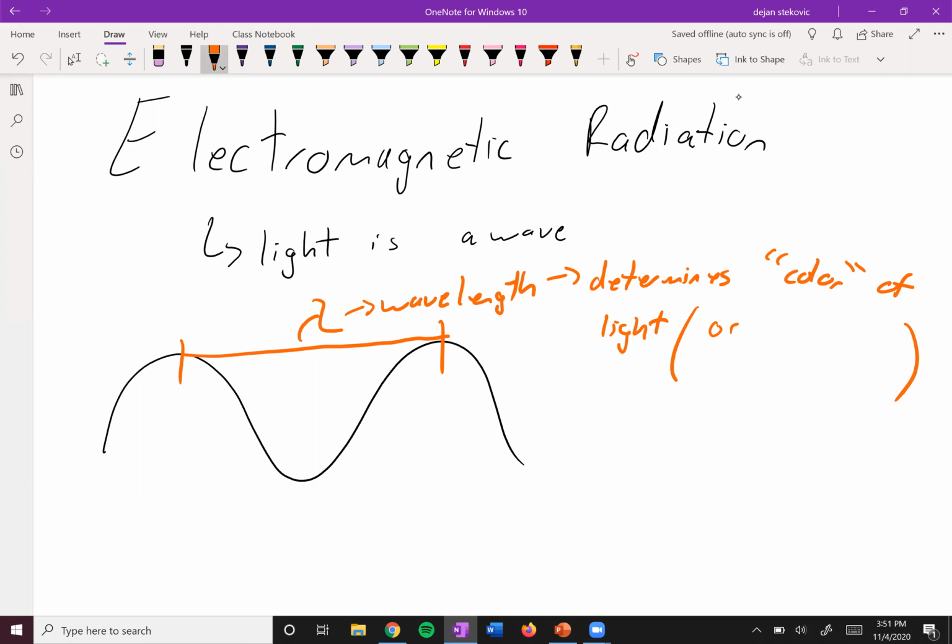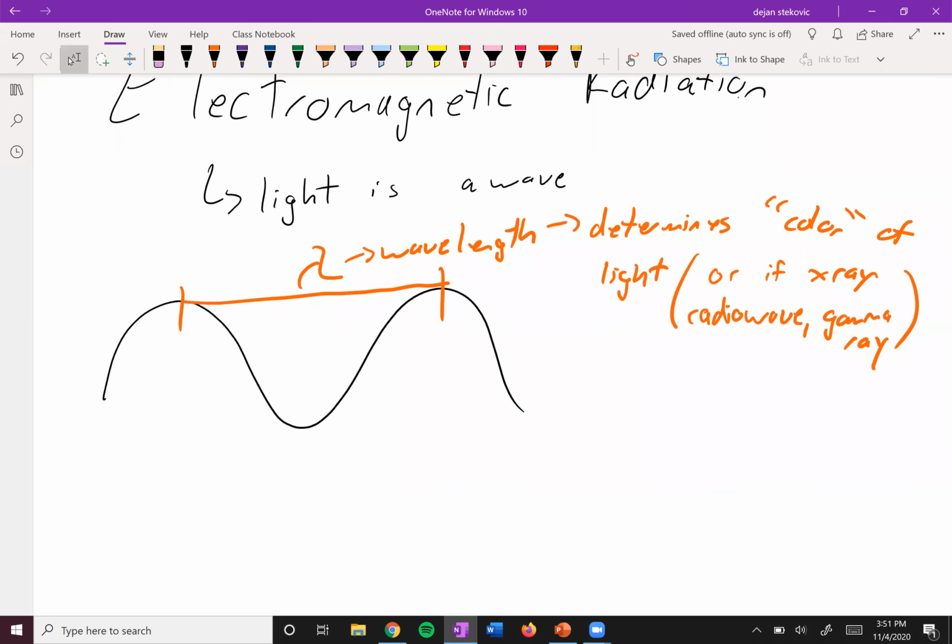So instead of saying color, you could say the type of light, maybe an X-ray, a radio wave, a microwave, an infrared ray, or a gamma ray, all kinds of things. They're just light at different wavelengths.